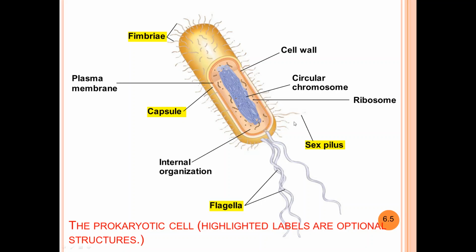But out of all of these little finger-like projections, the one that is here that's a little bit longer than the rest, that's going to be the sex pilus. And what the sex pilus is going to allow for then is the movement of genetic material from one bacterial cell to another. And that's going to happen in a process that's called conjugation. Again, I'll come back to that a little bit later.